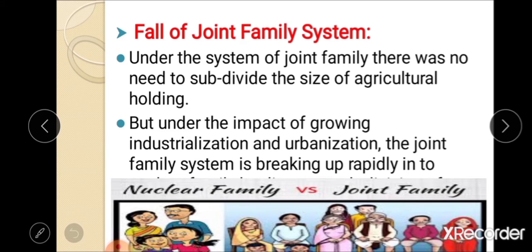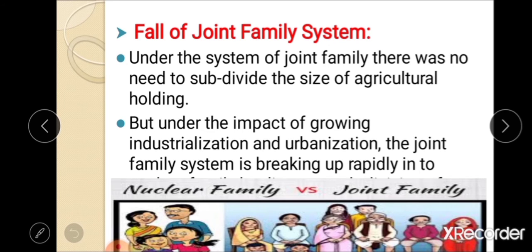But under the impact of growing industrialization and urbanization, the joint family system is breaking rapidly into nuclear family, and this nuclear family is leading to subdivision of agricultural holding in a country. So this is one of the factors which is responsible for fragmentation of land and subdivision of land.